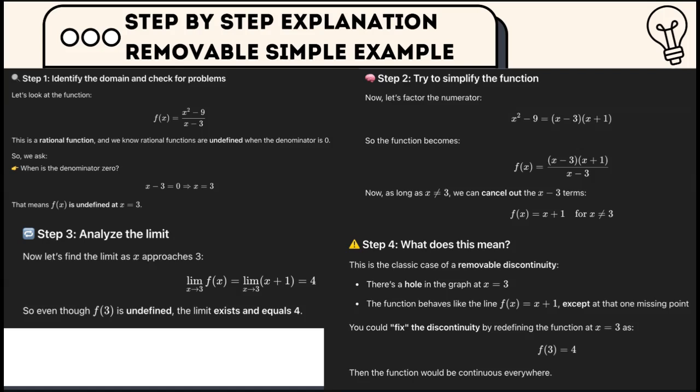So as a conclusion, a removable discontinuity happens when a function is undefined at a point, but everything else around that point is fine. You can simplify the function and find that the limit exists. The function just forgot to include the value.